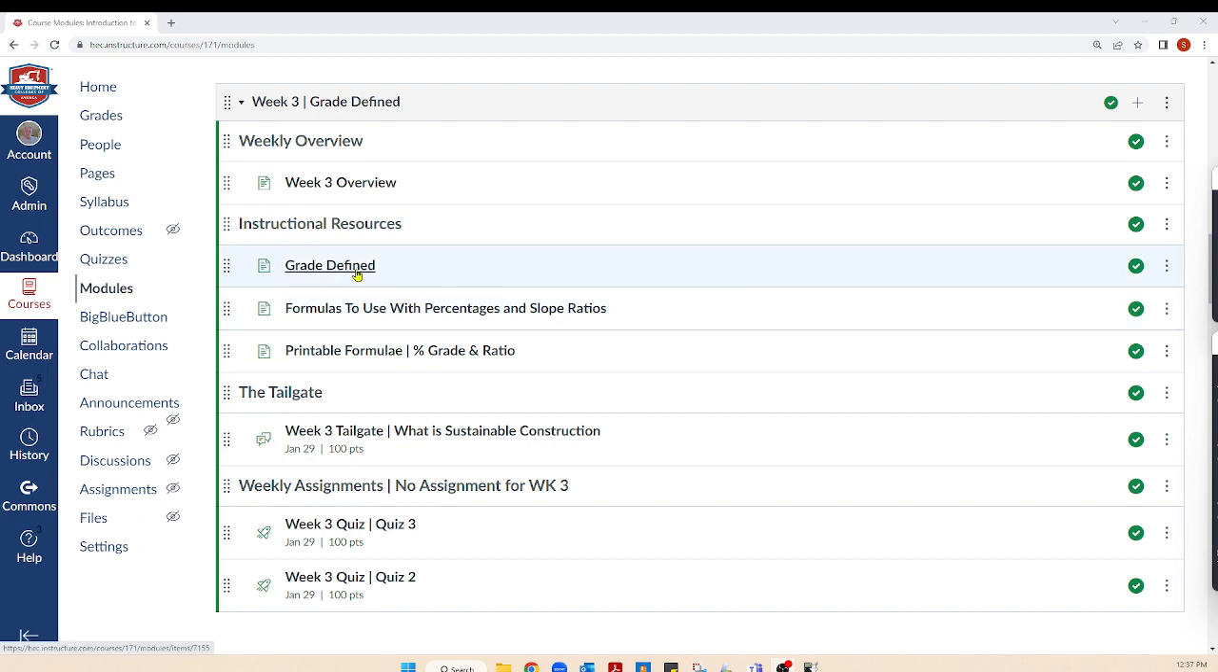As you'll see, first thing we'll cover is grade defined, then we'll go through the formulas, and then I'll show you, you probably may have found it, there is this little circle tool that we will talk about as we go through here. But let's just start out with grade define.